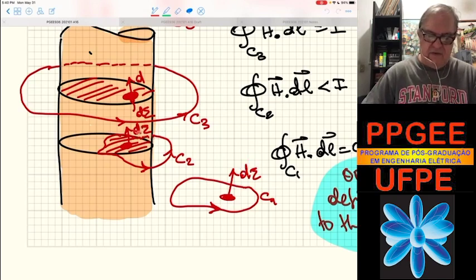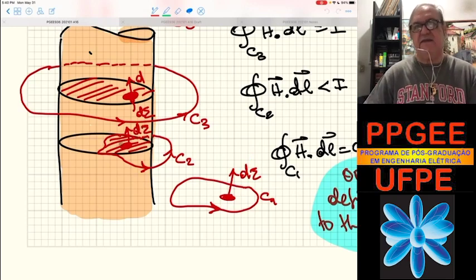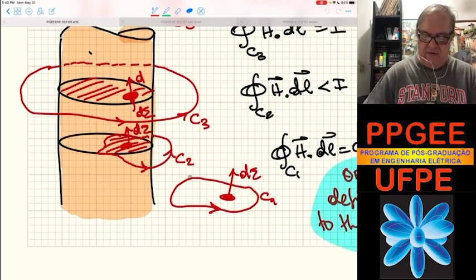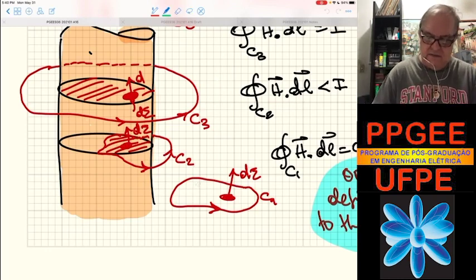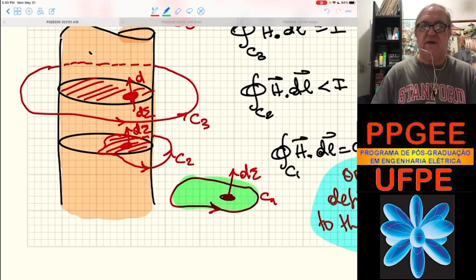If you go through a path that has part of the cross-section, then you're going to have a current that's smaller than I. If you go outside, the integration area is this one here. That's the integration area. But across this area, there's no current, so the result is 0, right?